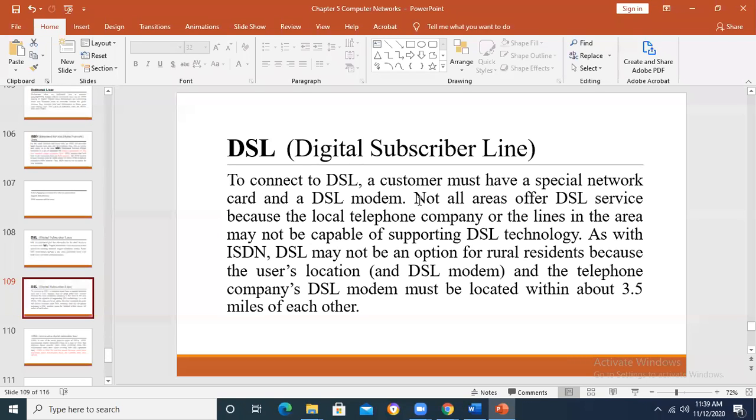So it depends from which company you are getting the DSL link, whether it is providing it or not, and whether the DSL link that you are using is available in your area where you are supposed to connect your computer. Most probably it's not available in the rural areas, so it's difficult to find it in the rural areas. But this is basically the thing.